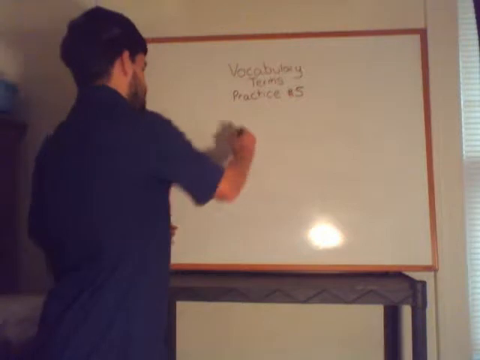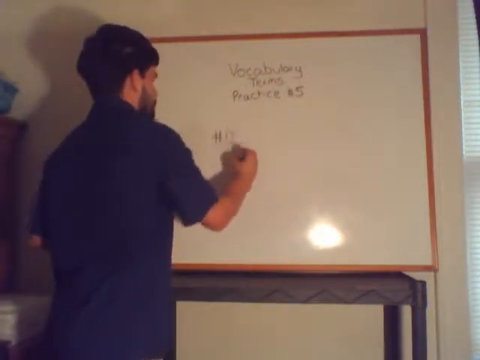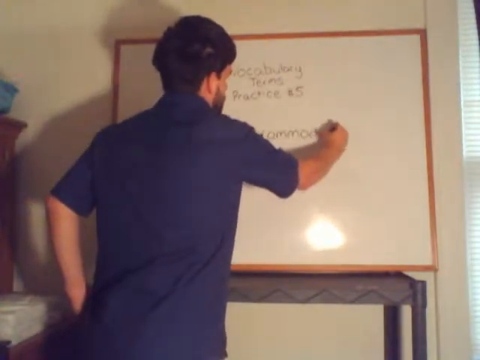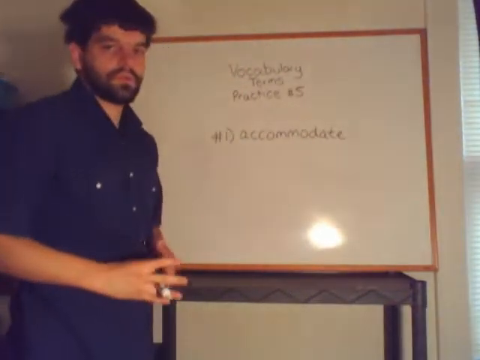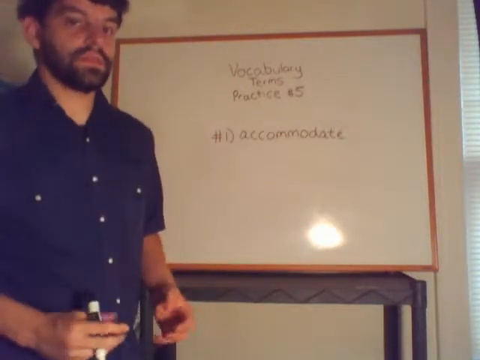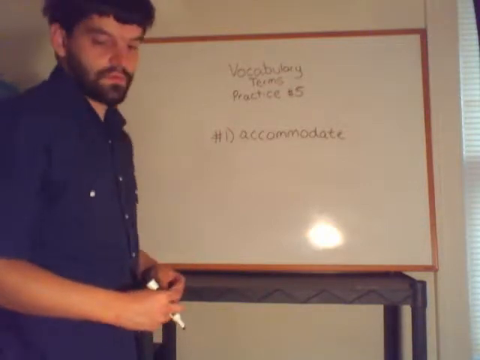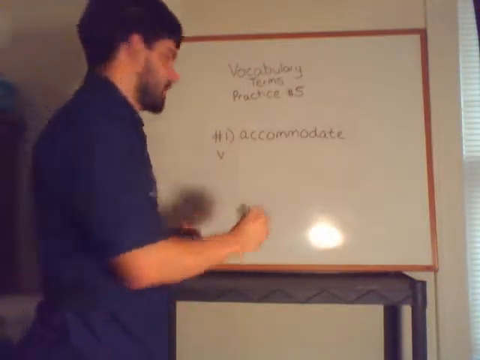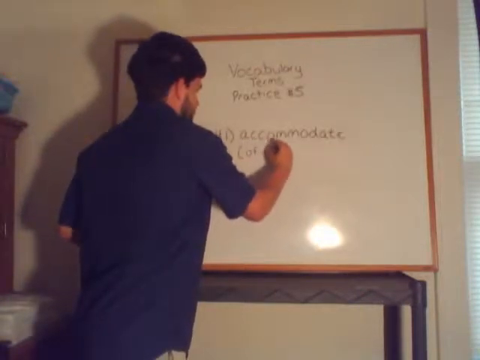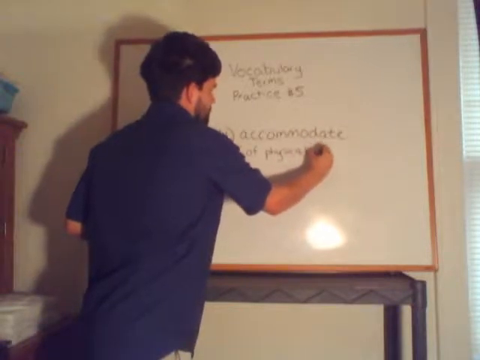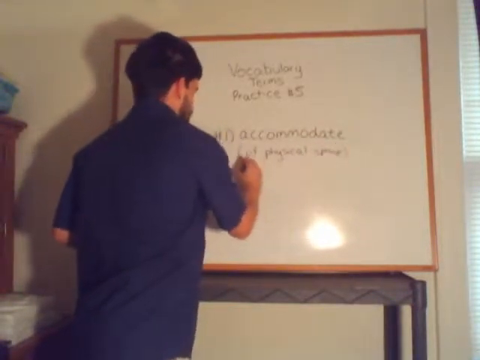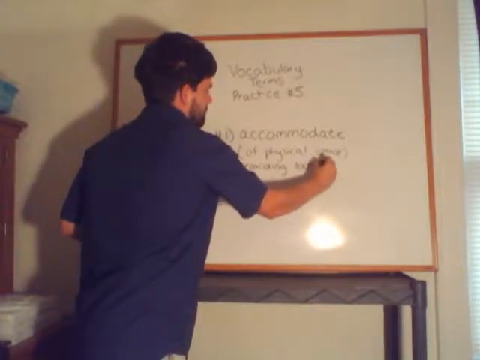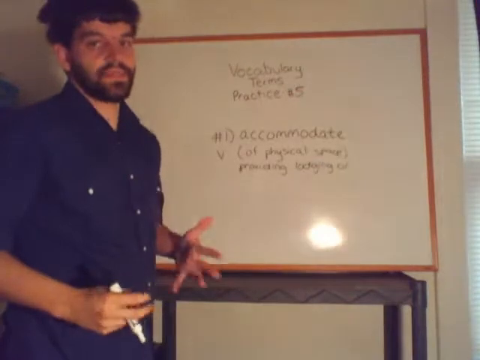So our first word for this week, keeping that in mind, is the word accommodate, and it is spelled ACCOMMODATE. Now, going forward, I'm also going to be presenting you the part of speech that each definition is going to be. So for our first definition of accommodate, it is a verb, and I'll abbreviate that with a V, and it is defined as, of physical space, providing lodging or sufficient space for someone or something.